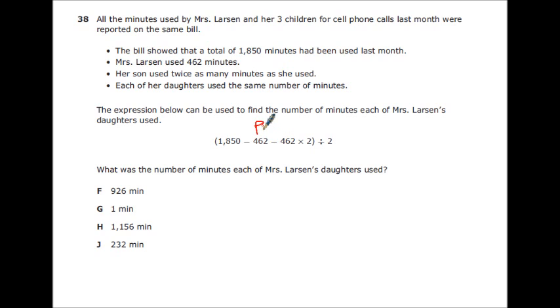So I have my parentheses and my division. Now inside my parentheses I have subtraction, subtraction, and multiplication. So what I'm going to do is multiply first. I'm going to do my 462 times 2, and I get an answer of 924. So I get 1850 minus 462 minus 924, still in parentheses, and divided by 2.